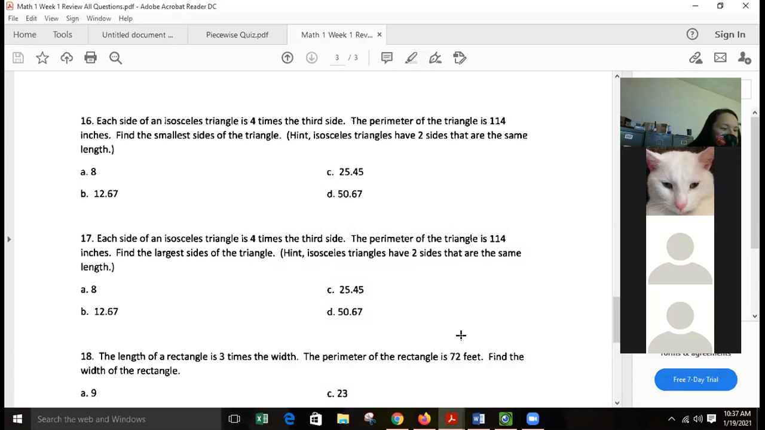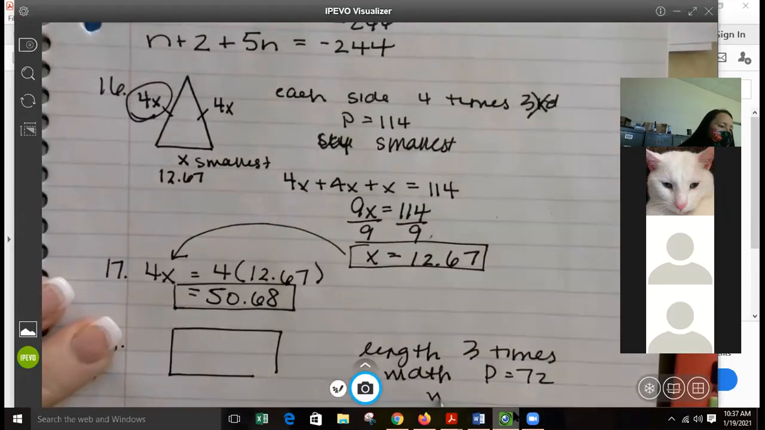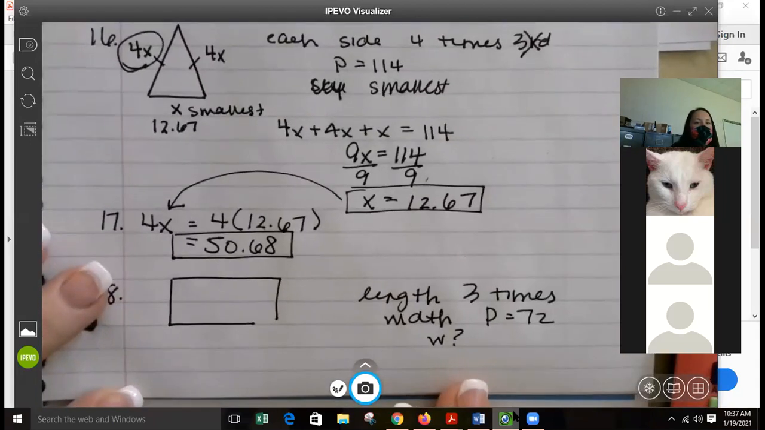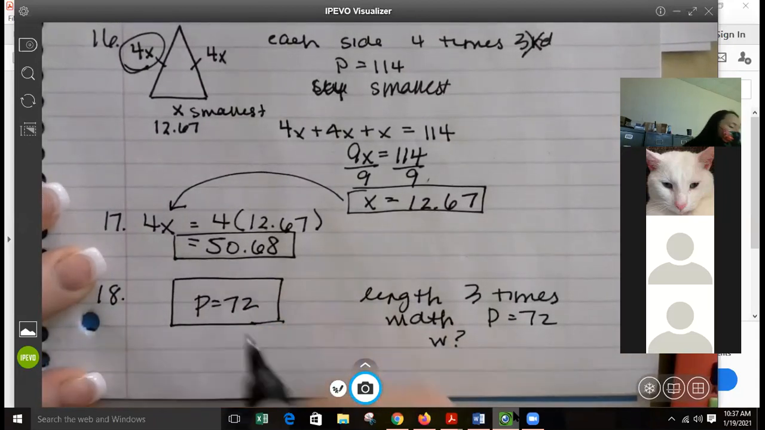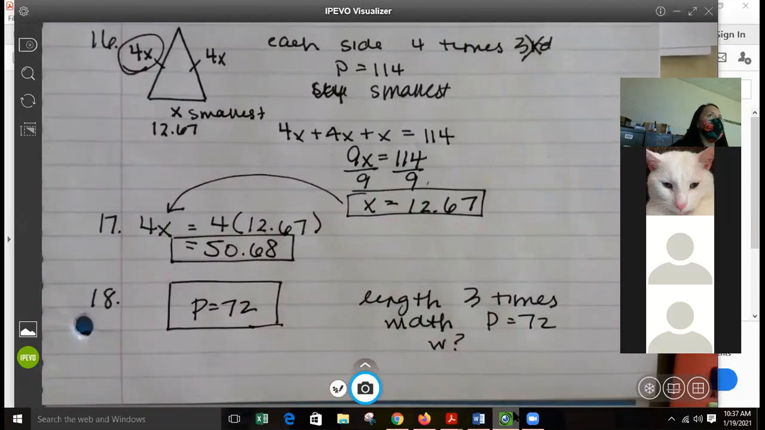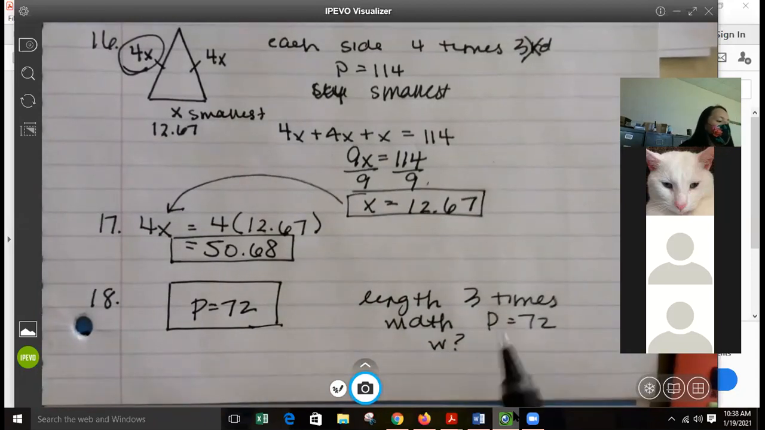Again, I'm just writing it down. The perimeter is 72. Find the width. All right, so here's your rectangle. It says the perimeter is 72. We know that we add all the sides to get 72. How do I do the length is 3 times the width? How do I do 3 times the width? How do I write that?